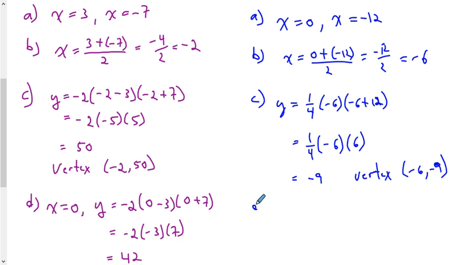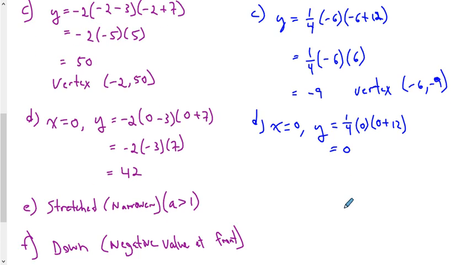D was our y-intercept. So we'll have to set x equal to 0. When we set x equal to 0, what does our equation work out to? Well, we got 1/4 times 0 times 0 plus 12. Now, I don't even have to work this out because these are 3 terms. One of them happens to be 0. You multiply all that out, you get 0. So what's our y-intercept? Our y-intercept is 0. That's at the origin.